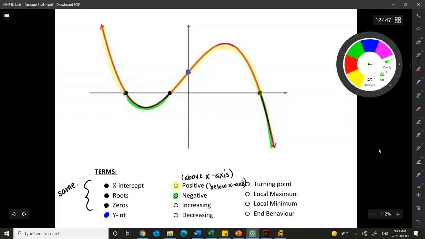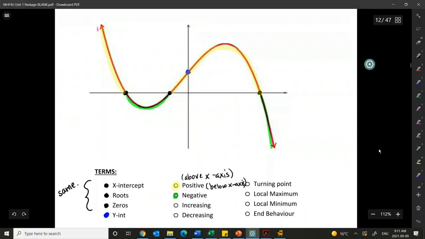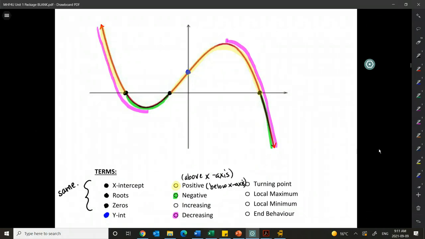So a negative section, or sorry, a decreasing section, as I move left to right here, my pencil's going down, down, down, down, down until I hit here. That is a decreasing section. Another decreasing section sort of starts here, and my pencil will go down, down, down, down, down as I move left to right. So those are 2 decreasing sections.